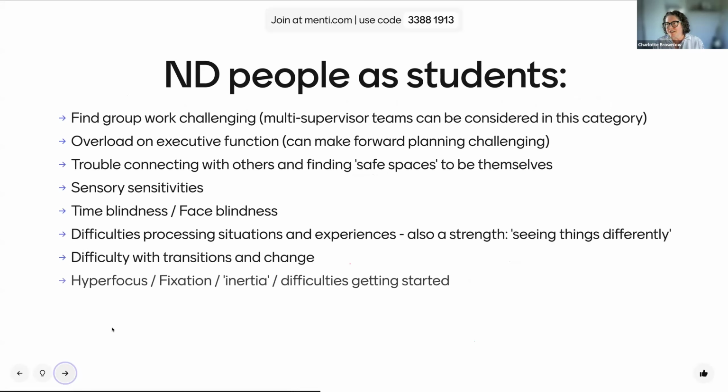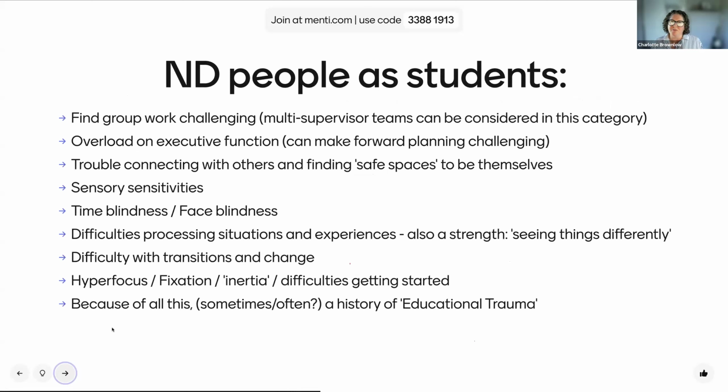Okay, so just thinking broadly about neurodivergent people as students, there's lots of crossovers here with a whole range of different people. So, who does like group work? It's always challenging, it's always difficult. Managing big personalities is a bit of a nightmare. But for the neurodivergent HDR student, if they're faced with multi-supervisor teams, it can be quite a challenging activity, especially if the supervisors don't always follow the same kind of script.